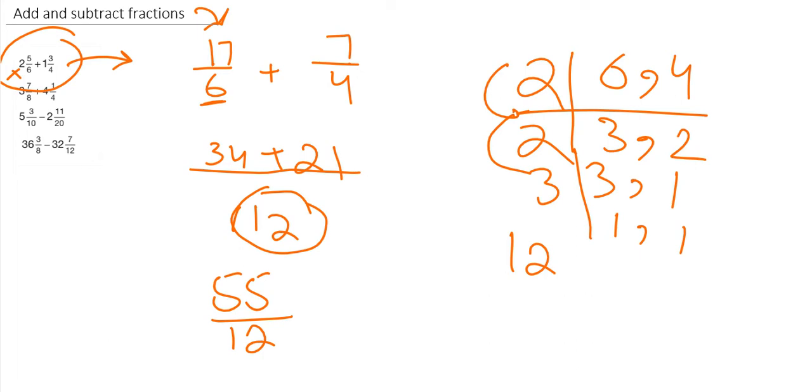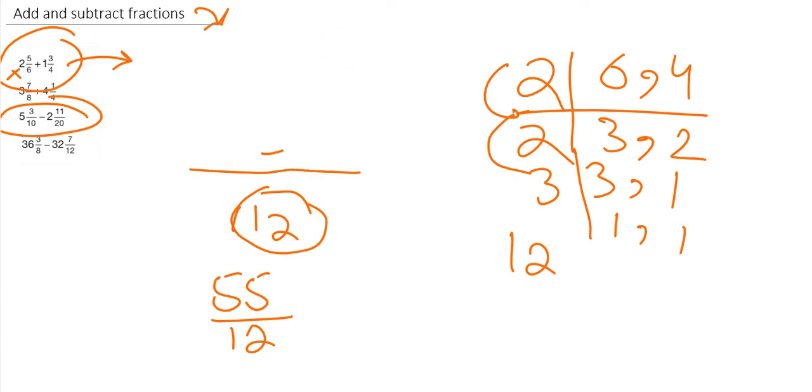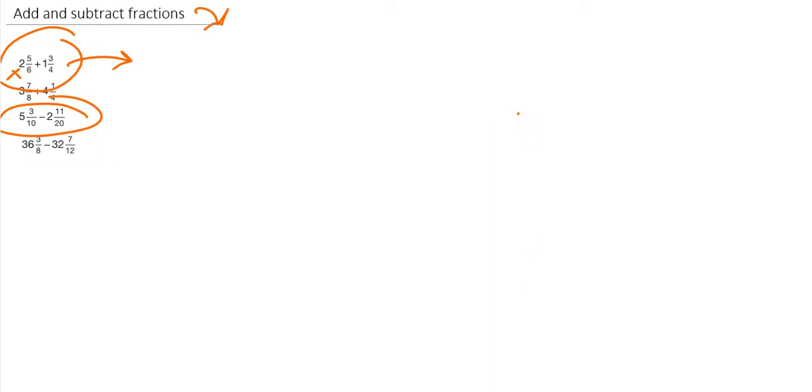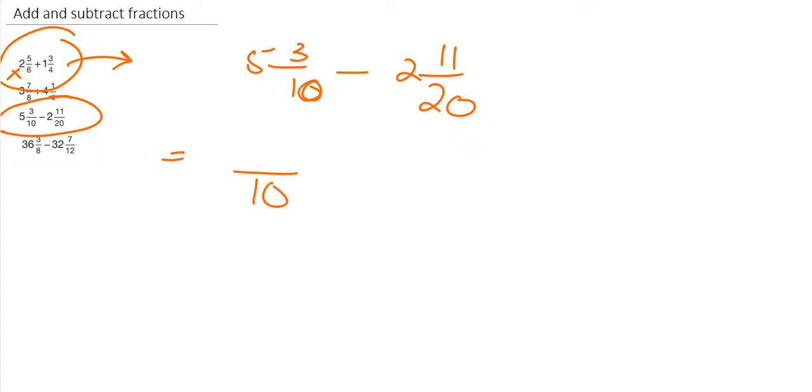All right, let's take another with subtraction. Again, we have to apply all these operations, but where we added before, we place the subtraction operation. 5 and 3 tenths, subtraction with 2 and 11 over 20. All right. Writing into improper fractions.